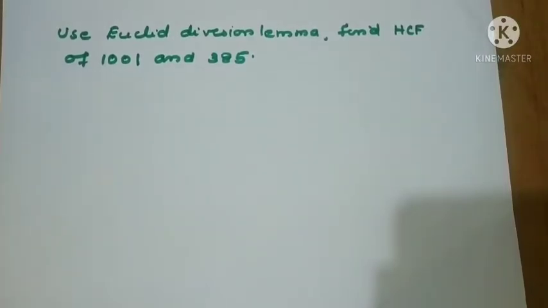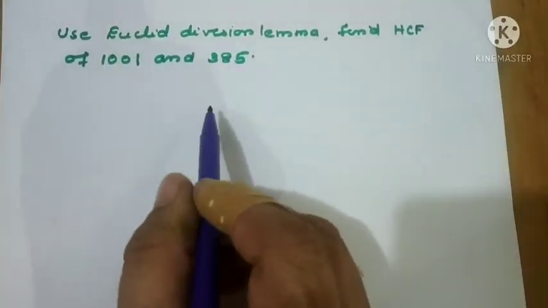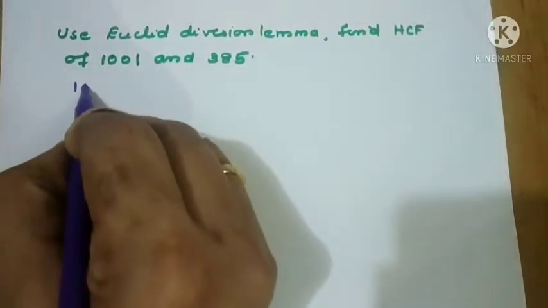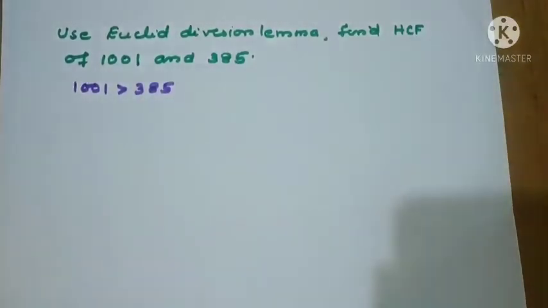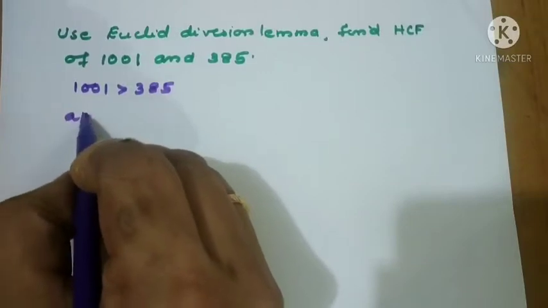Use Euclid division lemma to find the HCF of 1001 and 385. Again, 1001 is greater than 385. Now what is the next step? Applying Euclid division lemma.